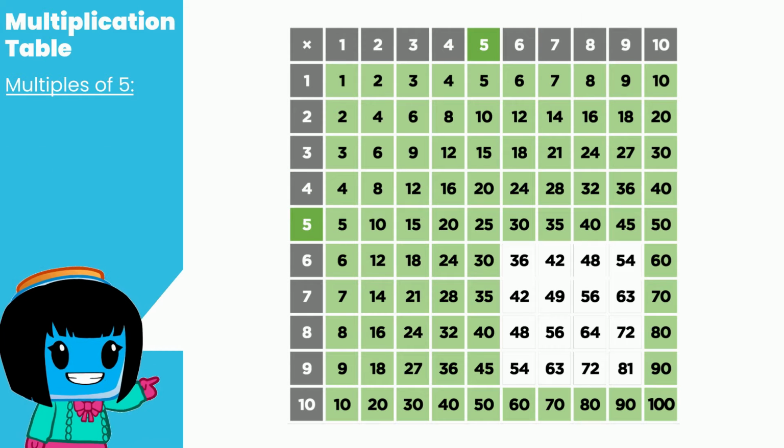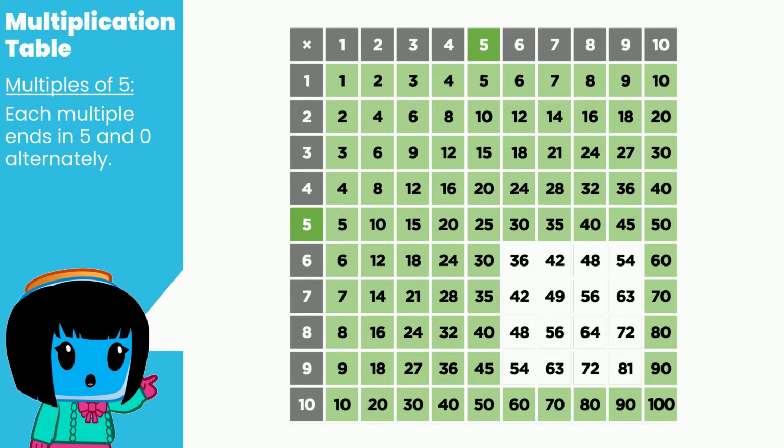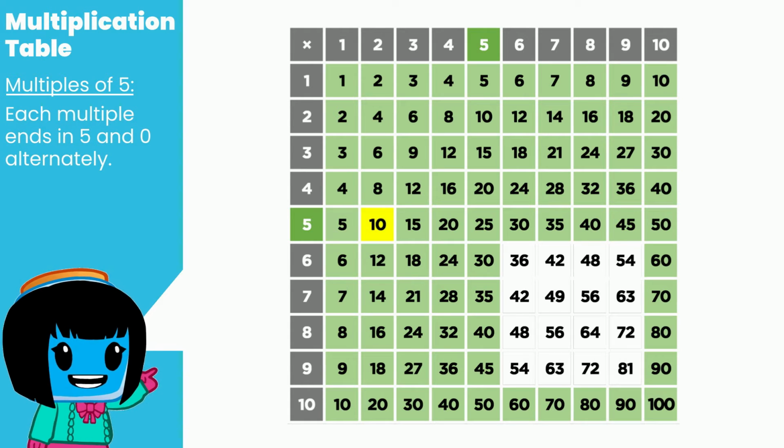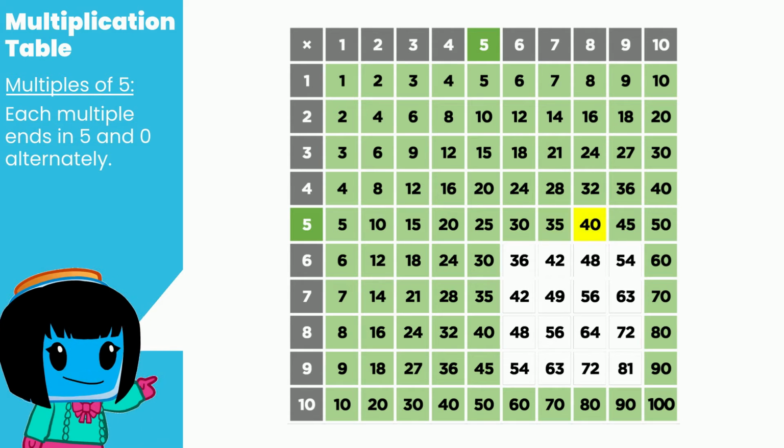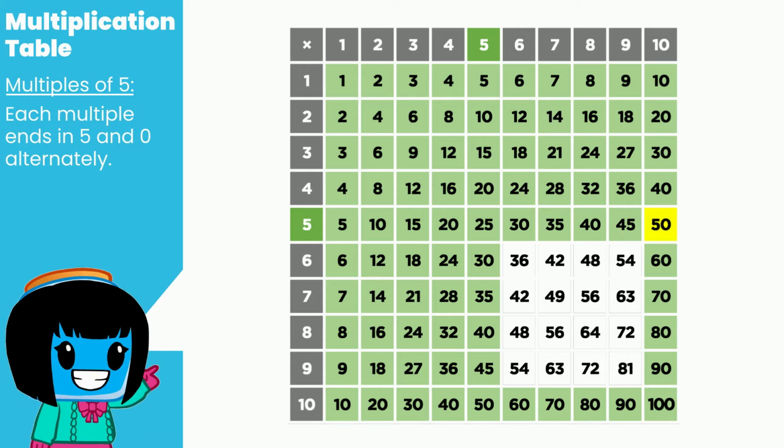Next, learning multiples of 5 is much easier because each multiple ends in 5 and 0 alternately. So we'll have 5, 10, 15, 20, 25, 30, 35, 40, 45, 50.